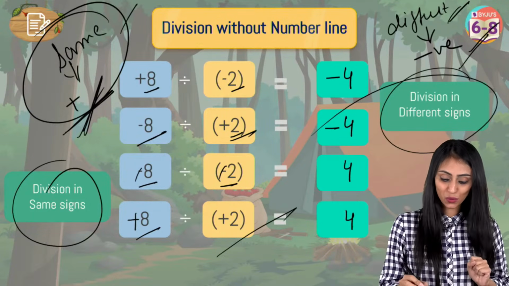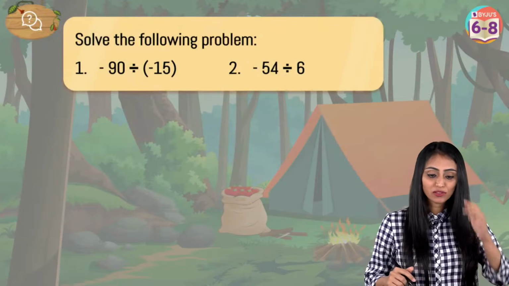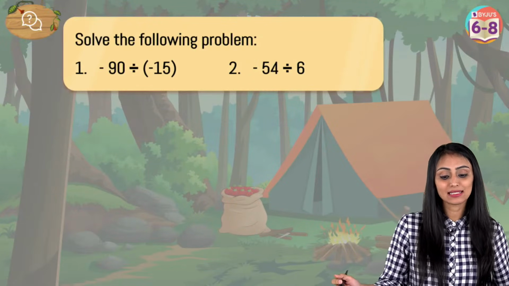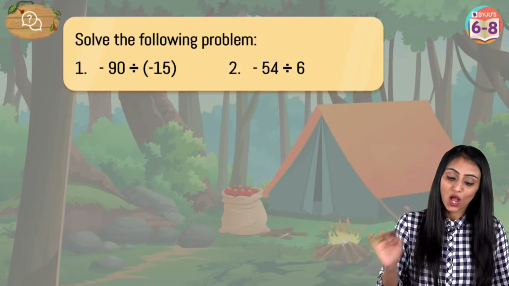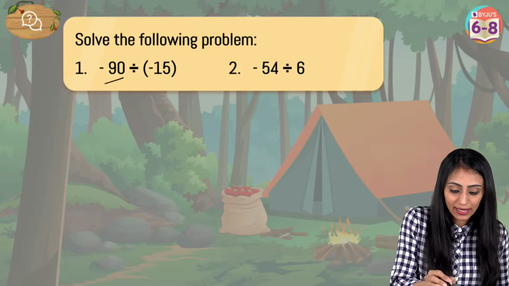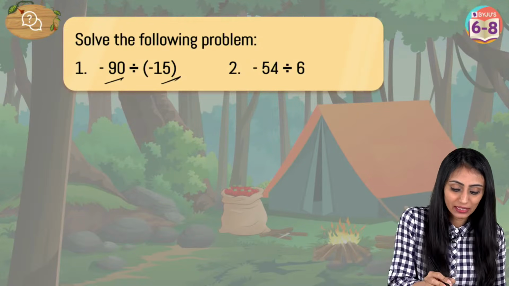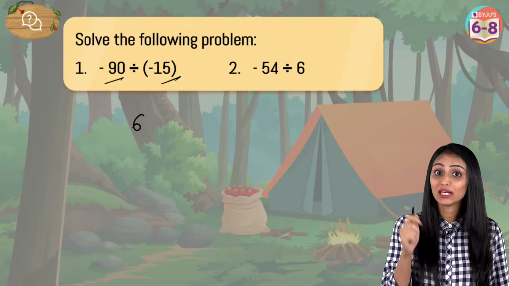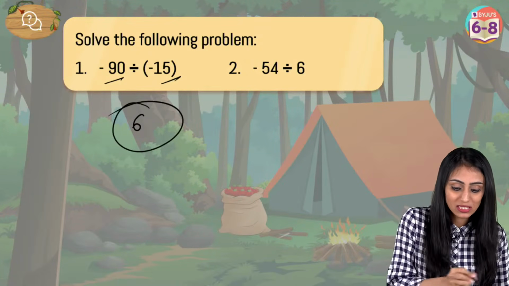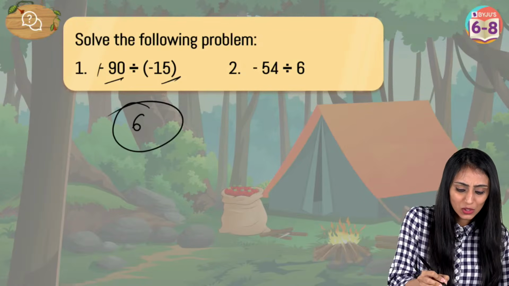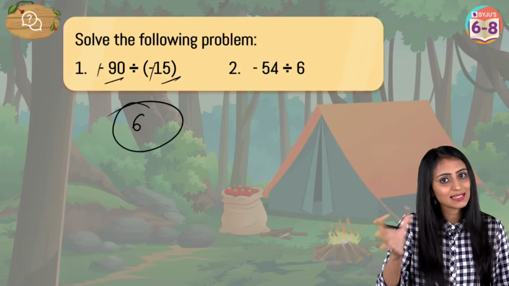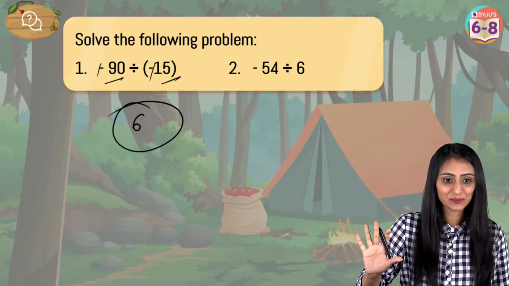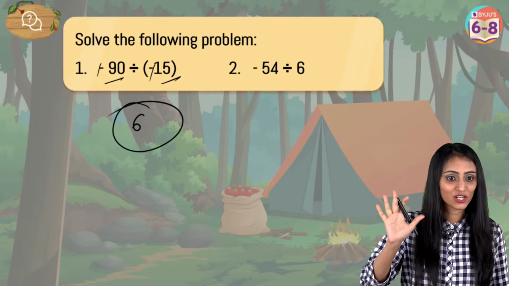Now let's try out a few questions to check your understanding. So solve the following problem. First is minus 90 divided by minus 15. What we will do is simply first we will divide them. What is 90 divided by 15? That's 6. Both the numbers are negative. When signs are same, we get a positive result. So it's going to be positive 6. I told you the reason also. Two negatives cancel out each other. Right? Correct.